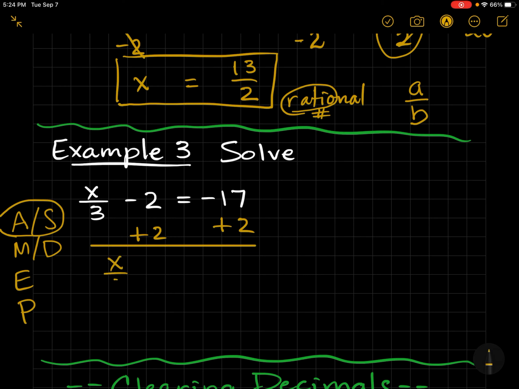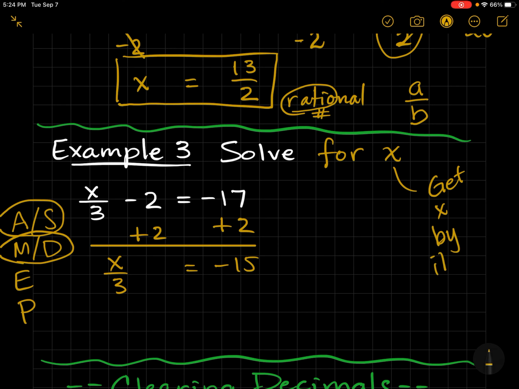Okay? And then you go multiplication or division. That's how we get the x by itself. And let's be clear, we are solving for x. That simply means get x by itself. That's what it means to solve for a variable, is to just get it alone.